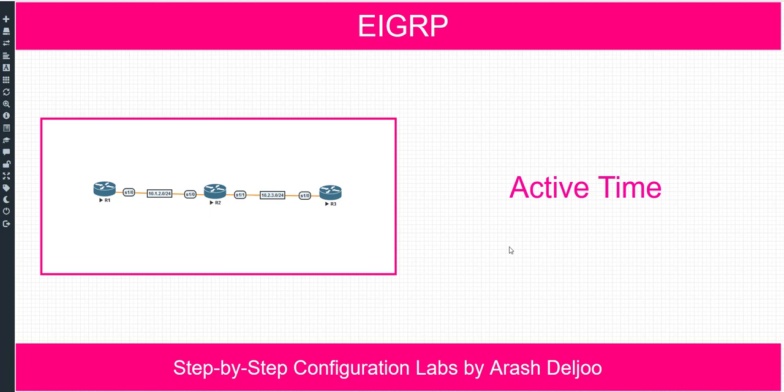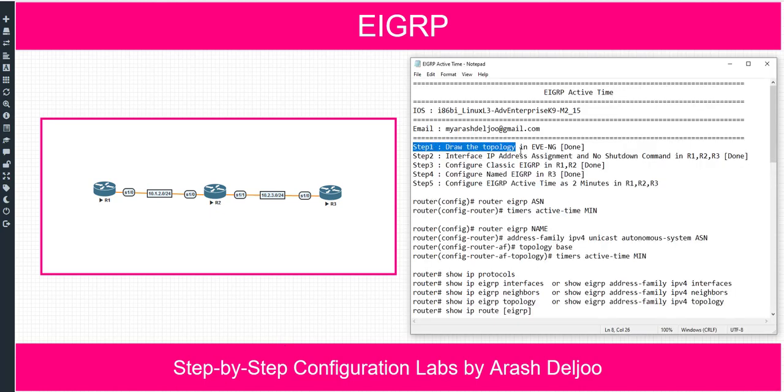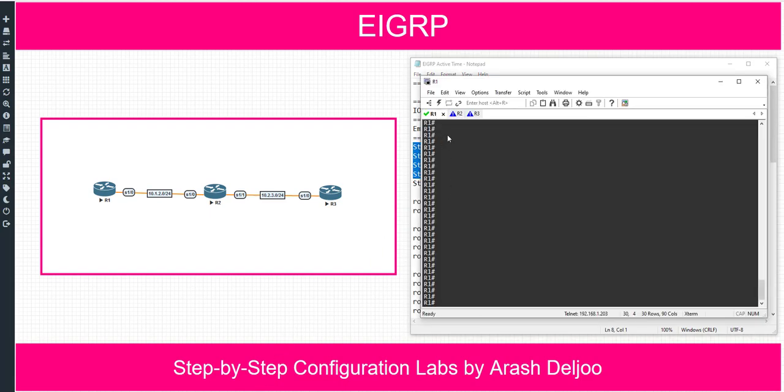Here we have a simple scenario. I configured this scenario with EIGRP like previous videos. And this is step 1, draw the topology in EVE-NG, and step 2, interface IP address assignment and no shutdown command in router 1, 2, and 3. Step 3, configure classic EIGRP in router 1 and router 2, and then step 4, configure named EIGRP in router 3. I did all of these steps, because of that now we have connectivity between router 1 and router 3. Ping 2.3.3. As you can see, we have connectivity.